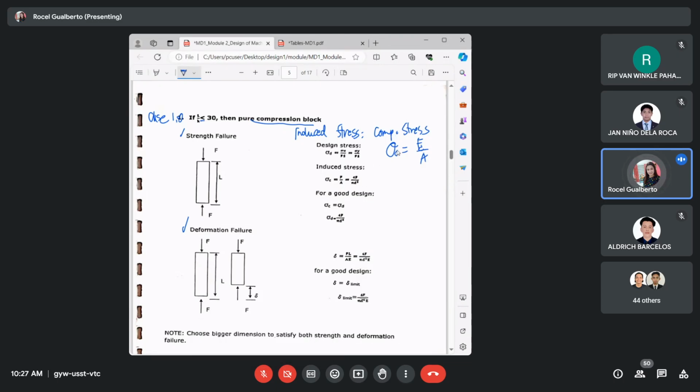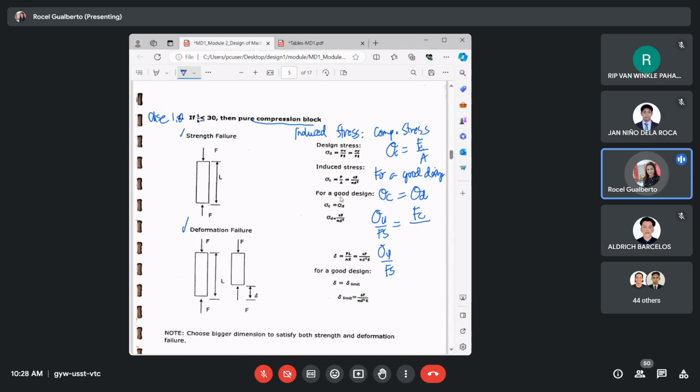Okay, and then this is the induced stress, and what we do in design is simply we equate the design stress to the induced stress of the material. So therefore, compressive would be equal to the design stress. Okay? So the design stress is equal to what? This can be sigma U divided by Fs, o kaya naman ay sigma Y divided by factor of safety, equal to the compressive force Fc over the area.